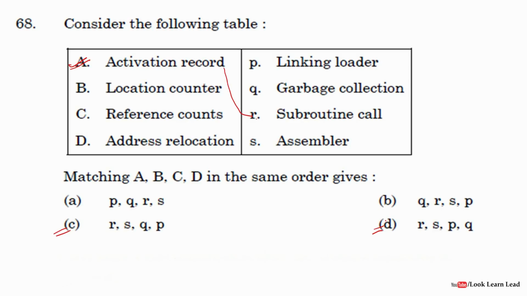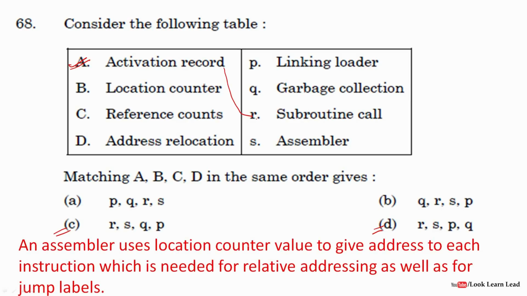Next, what is the location counter? An assembler uses a location counter. The location counter is used by the assembler to give an address to each instruction, which is needed for relative addressing as well as for jumping to labels. So location counter is related to assembler, so B is S. So again we have two options, either C or D.